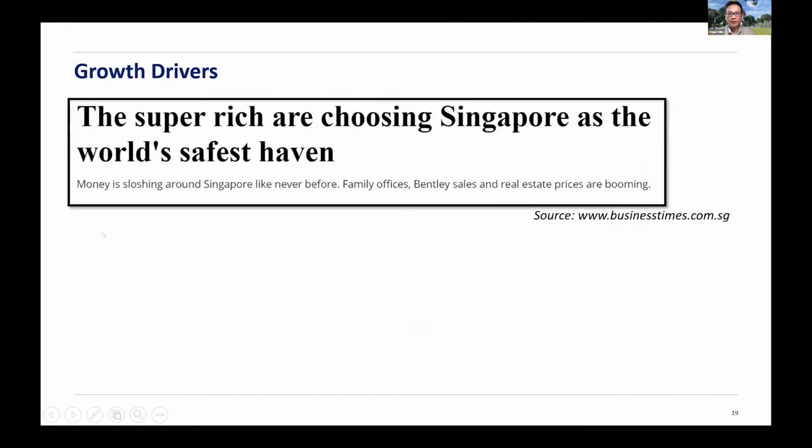And not only that, because of COVID, Singapore is one of the places that has better control over COVID, globally speaking, and people are recognizing that. So we actually saw this article: the super rich are choosing Singapore as the world's safest haven.